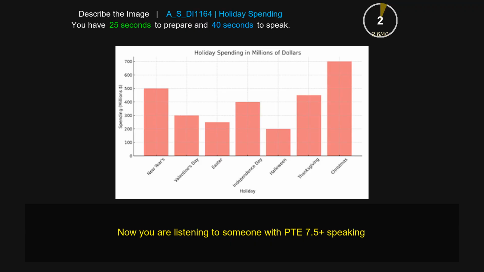The bar chart gives information about holiday spending in millions of dollars that includes several items such as New Year's, Valentine's Day, Easter, as well as Halloween, Thanksgiving, and Christmas. The maximum value is about Christmas with 700 and minimum is about Halloween with 200. It also shows that Thanksgiving got 60 and New Year's 50. In conclusion, the holiday spending in millions of dollars is very informative and real.